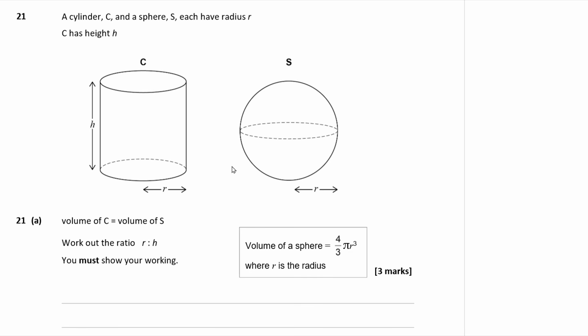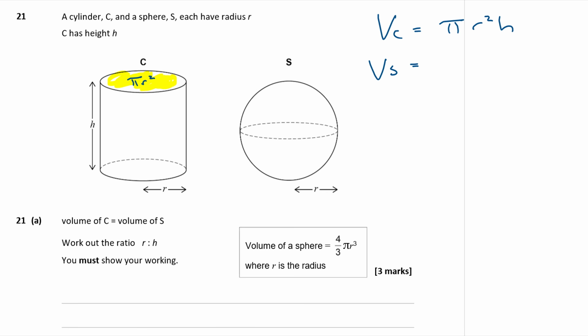Right, but they haven't given us the formula for the cylinder, but luckily we know a cylinder is just a circular prism, and we know for any prism its volume is the area of the cross section, which in this case is a circle, so it's pi r squared, times the height of the shape. So the volume of the cylinder is going to be pi r squared h, isn't it?